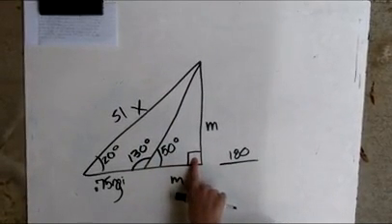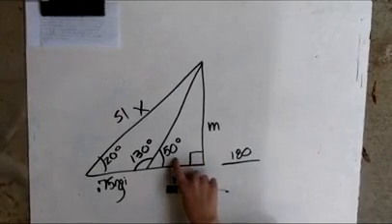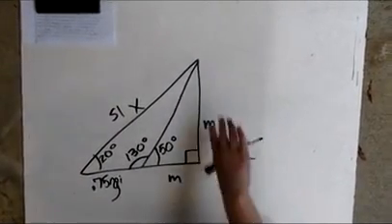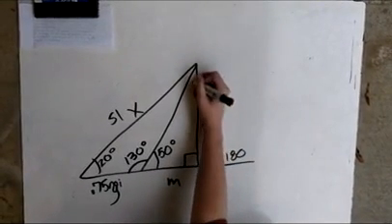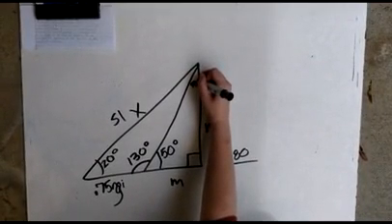So we know that a full triangle has to be 180 degrees. That means that the right angle that we have marked is 90, and then we also have marked that the other angle is 50. So 180 minus 90 minus 50 lets us know that the top angle right there must be 40 degrees.